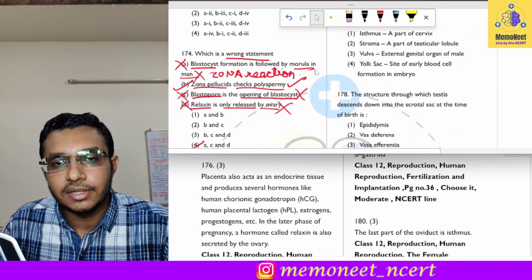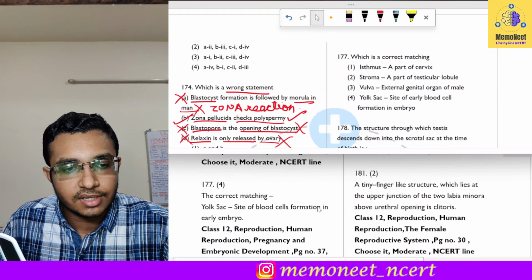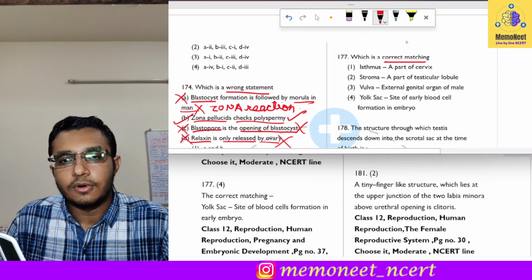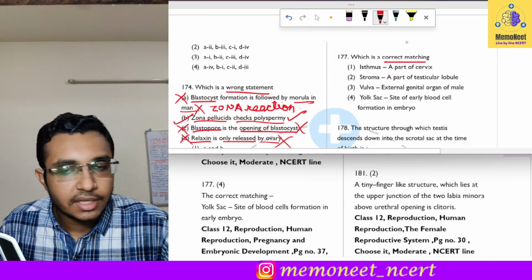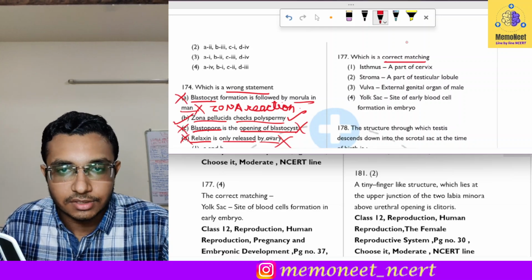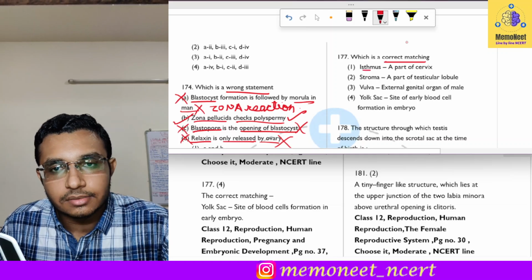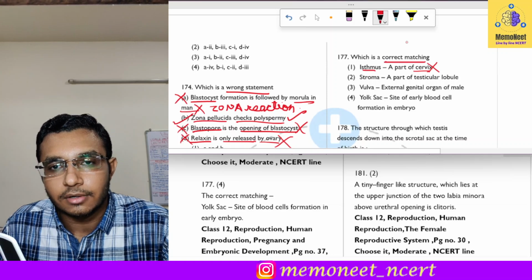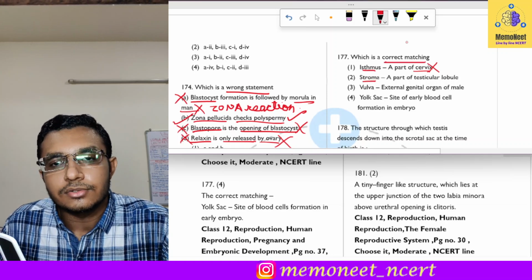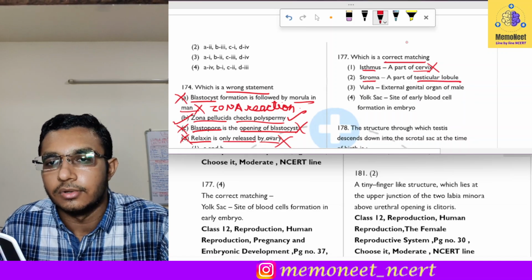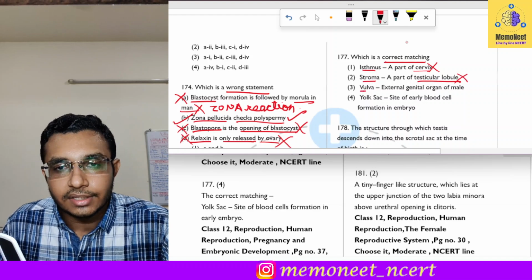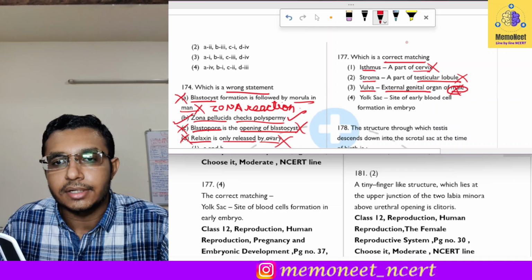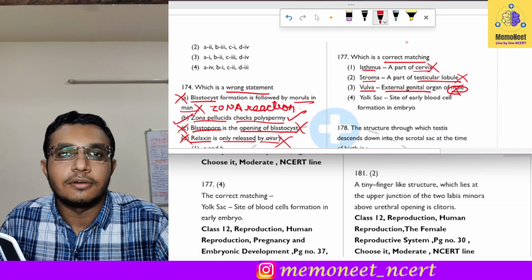The next question is question number 177. It states which is a correct matching. Among the following four options we have to find in which option it is correctly matched. The first one is isthmus is a part of cervix. No, this is incorrect because isthmus is a part of fallopian tube. Then stroma is a part of testicular lobule, so this is also incorrect. Then vulva is the external genital organ of the male, so this is incorrect. Vulva is the external genitalia of the female.